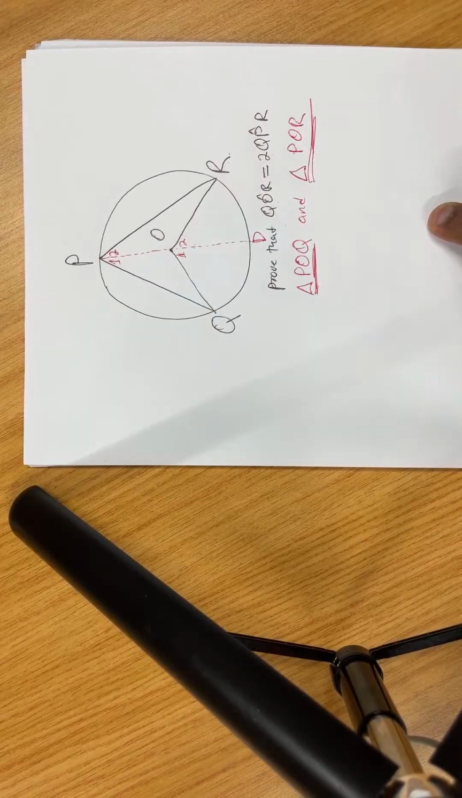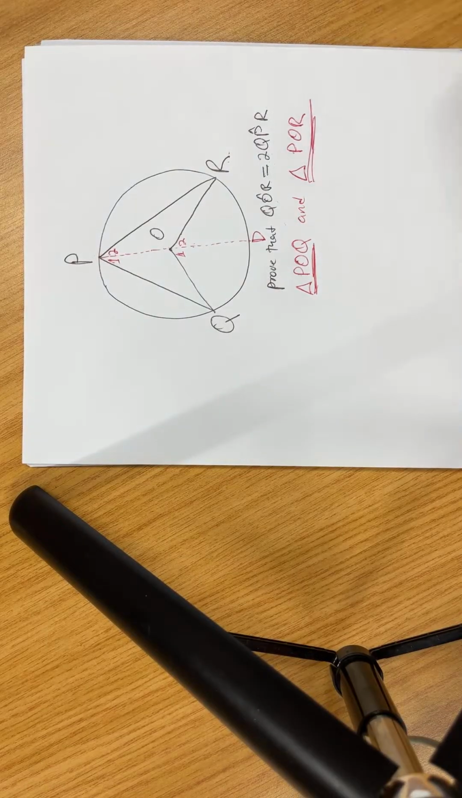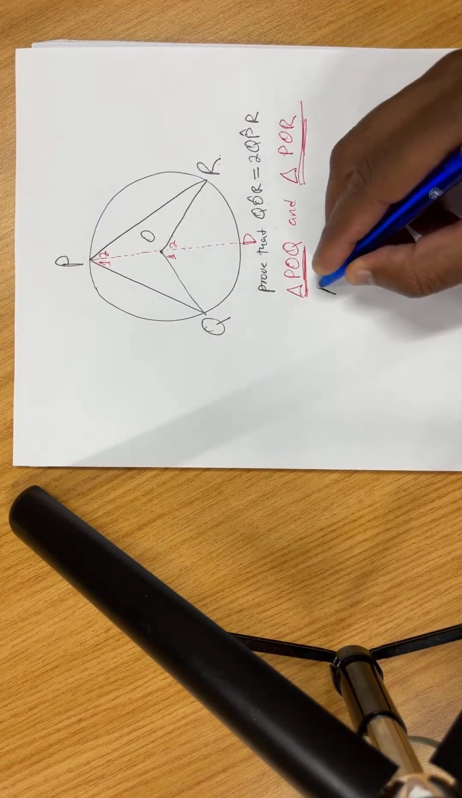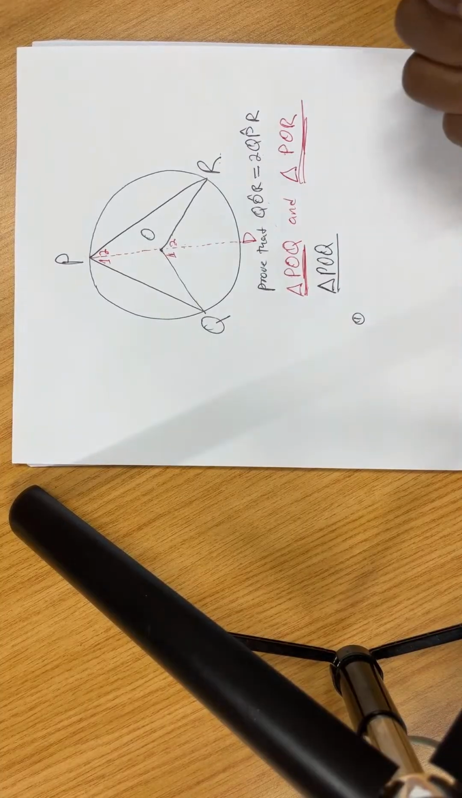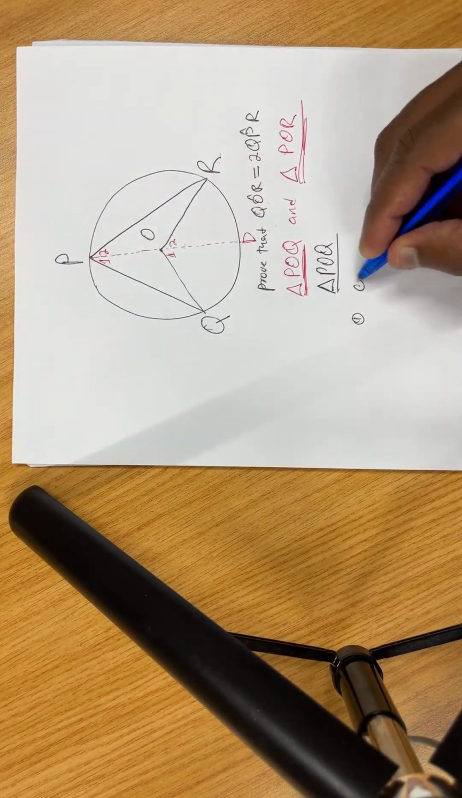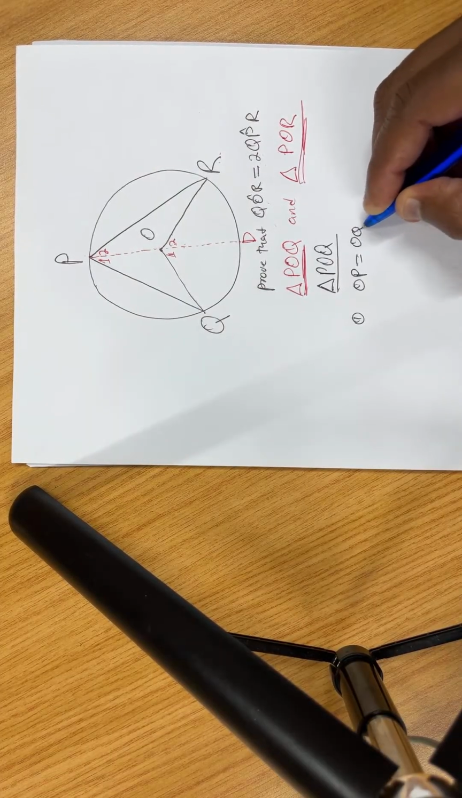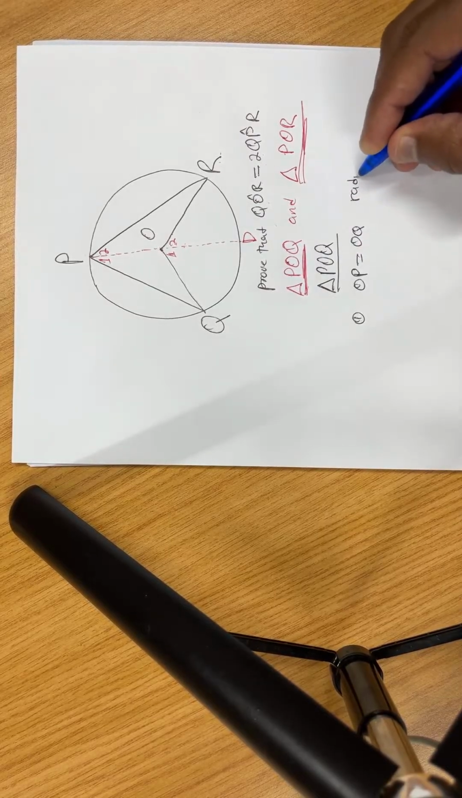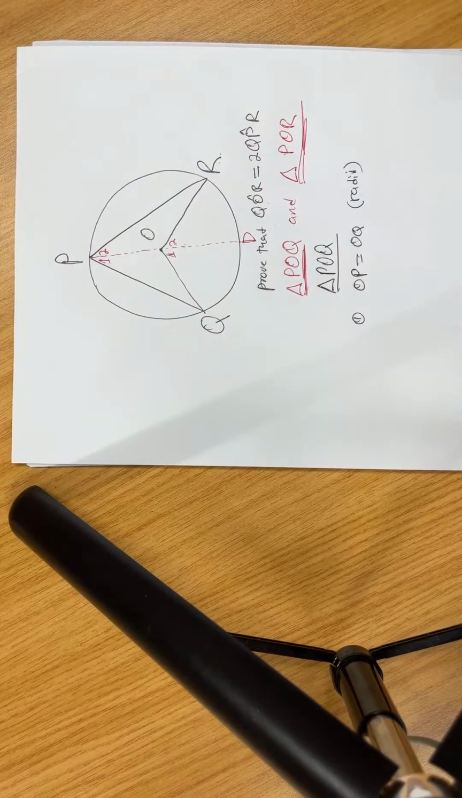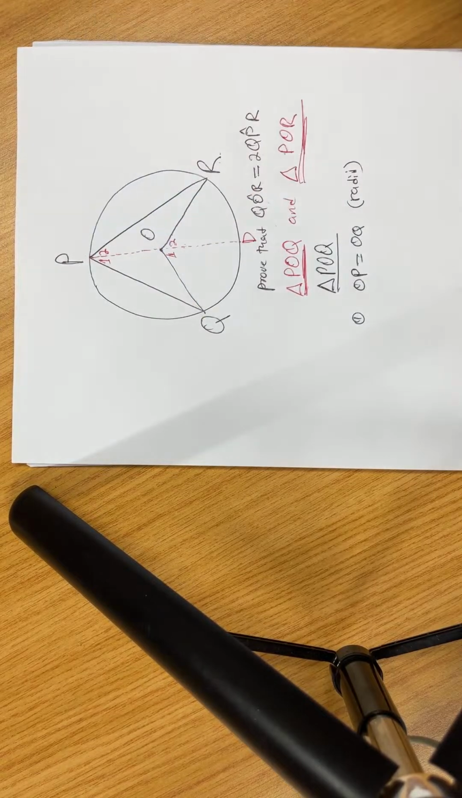So in this case, let the focus be triangle POQ. I focus on the triangle POQ. In triangle POQ, number 1, OP is equal to OQ. OP is equal to OQ because they are radii.